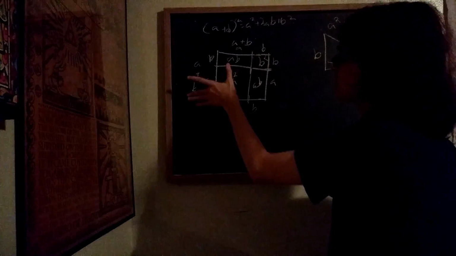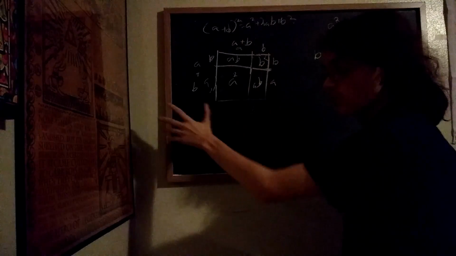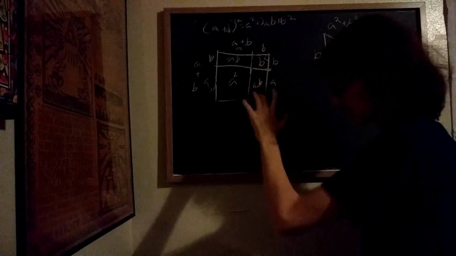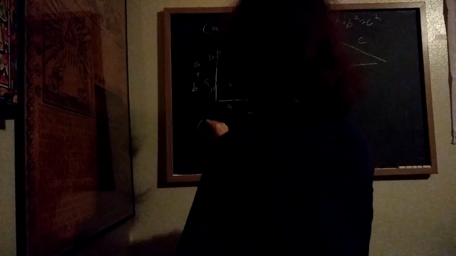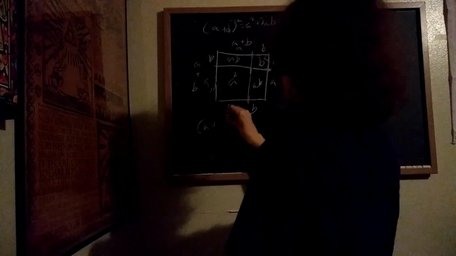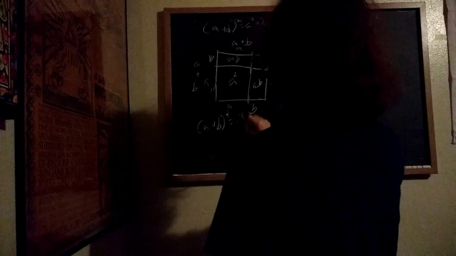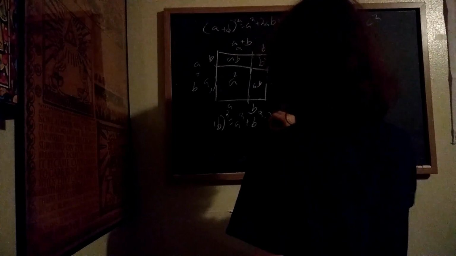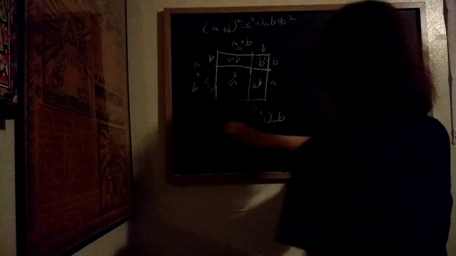And so now we can say the area of the whole square is equal to the areas of each of the individual pieces summed. So we can say that (a plus b) squared is equal to a squared plus b squared plus 2 of these, so 2ab. And now we get our first identity.